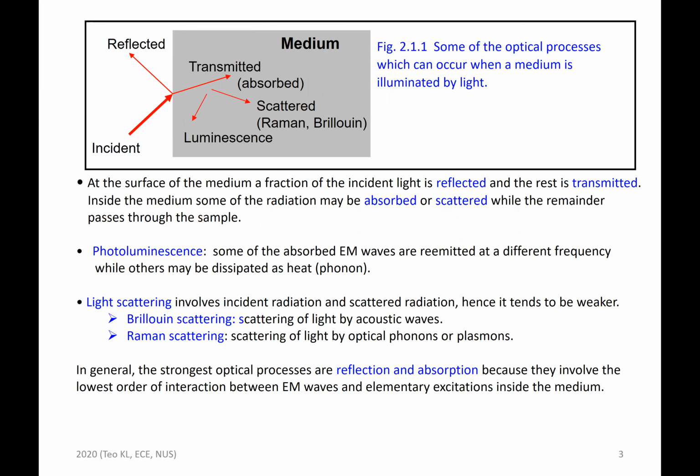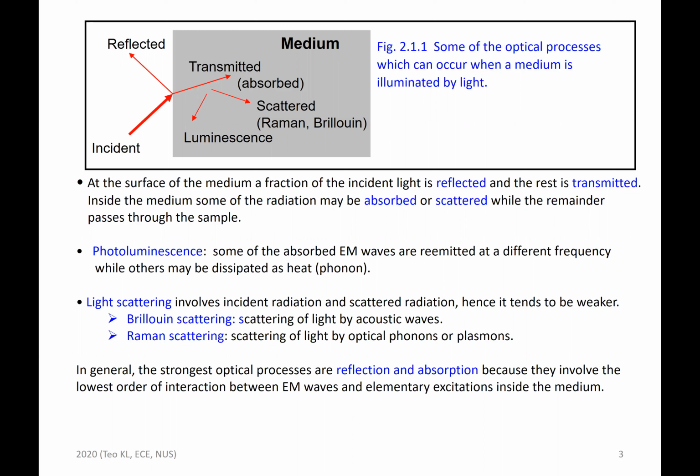If you shine light on a medium, for example semiconductors, you will expect some of the light to be reflected from the surface, and some of the light will be transmitted into the medium. Inside the medium, some of the light will be absorbed, or some of the light will be scattered by the lattice vibration. And if the absorbed light excites an electron from the valence band to the conduction band, and the electron and hole then recombine to give out light, we call that luminescence. So basically at the surface of the medium, some fraction of the incident light is reflected and the rest is transmitted.